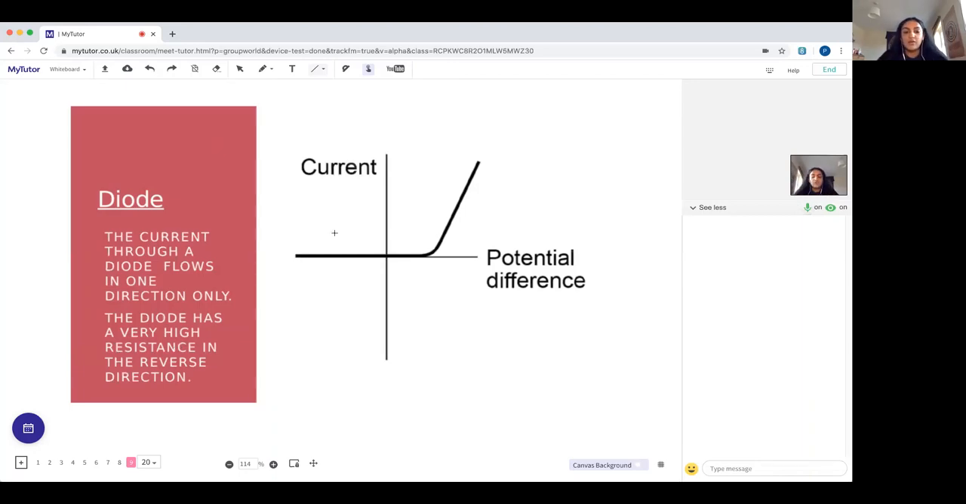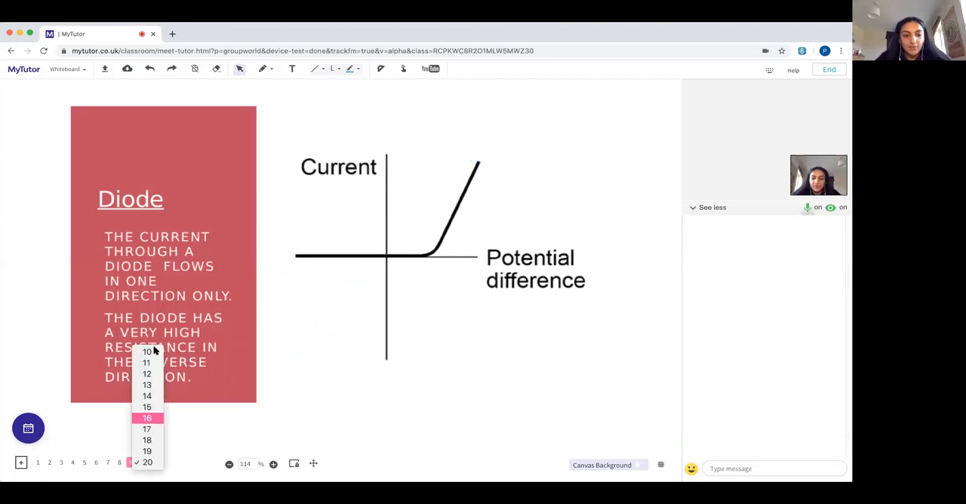The graph for a diode, when we plot voltage against current, has the current flowing in one direction, and it looks a little something like this: a really sharp, steep rising of the curve. Again, you can see that it looks absolutely nothing like Ohm's law, our ideal straight line. It's absolutely not an ohmic conductor, so you wouldn't apply Ohm's law to a diode.